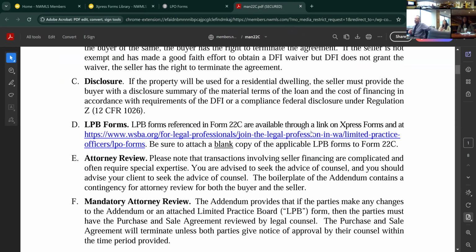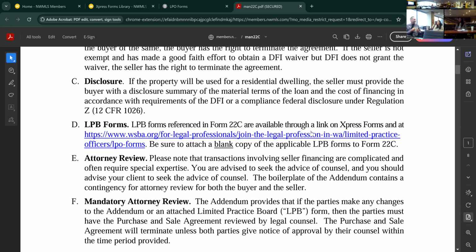Let's see. Jim, you want to read it? Sure, attorney review. Please note that transactions involving seller financing are complicated, often require special expertise. You are advised to seek the advice of counsel, and you should advise your client to seek the advice of counsel. The boilerplate of the addendum contains a contingency for attorney review for both the buyer and the seller. Yeah, so it's such an important document that the forms committee and the attorneys from the Northwest MLS got together and said, hey, you gotta have an attorney review contingency in this, just automatically.